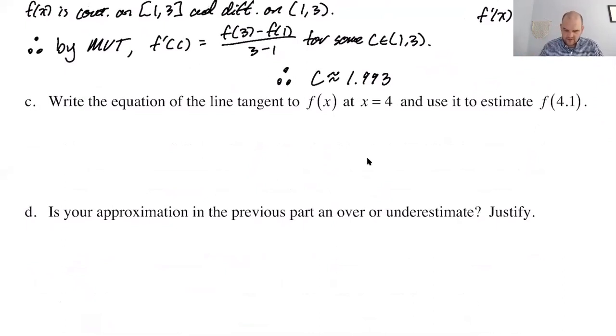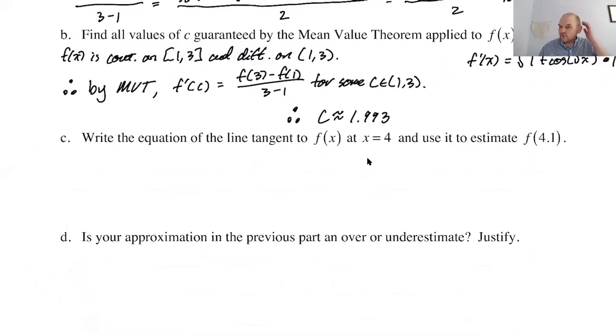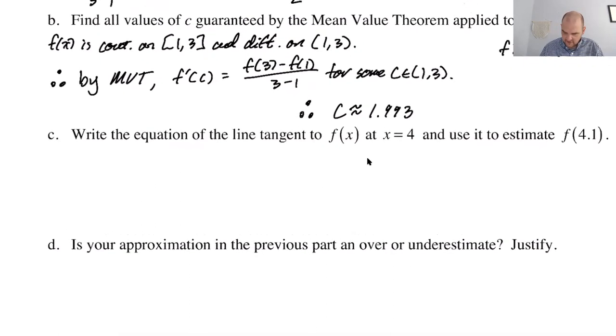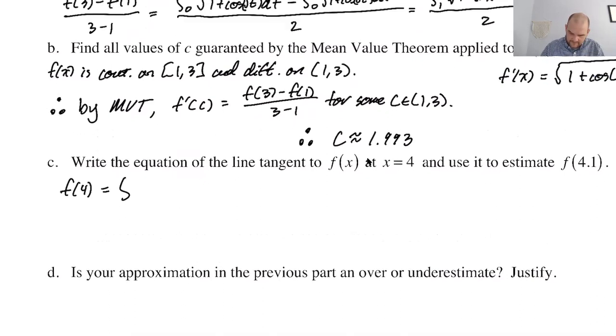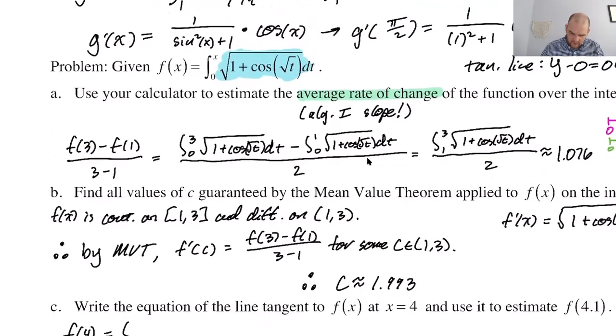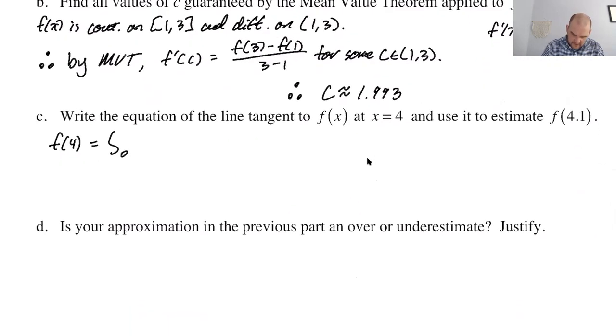All right. Write the equation of the line tangent at x equals 4. Use it to estimate f of 4.1. This continues to be kind of an annoying question based on the calculator usage. So we need to know f of 4, which will be the integral from 0 to 4. I don't really need to write this, because we defined f and we know what we're doing, but once you start, you kind of just want to finish. So that's going to be approximately something.